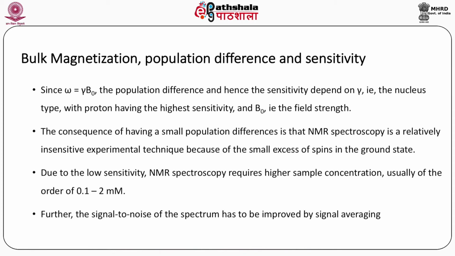The consequence of having a small population difference is that NMR spectroscopy is a relatively insensitive experimental technique because of the small excess of spins in the ground state. Due to the low sensitivity, NMR spectroscopy requires higher sample concentrations, usually of the order of 0.1 to 2 millimolar. Further, the signal to noise of the spectrum has to be improved by signal averaging.